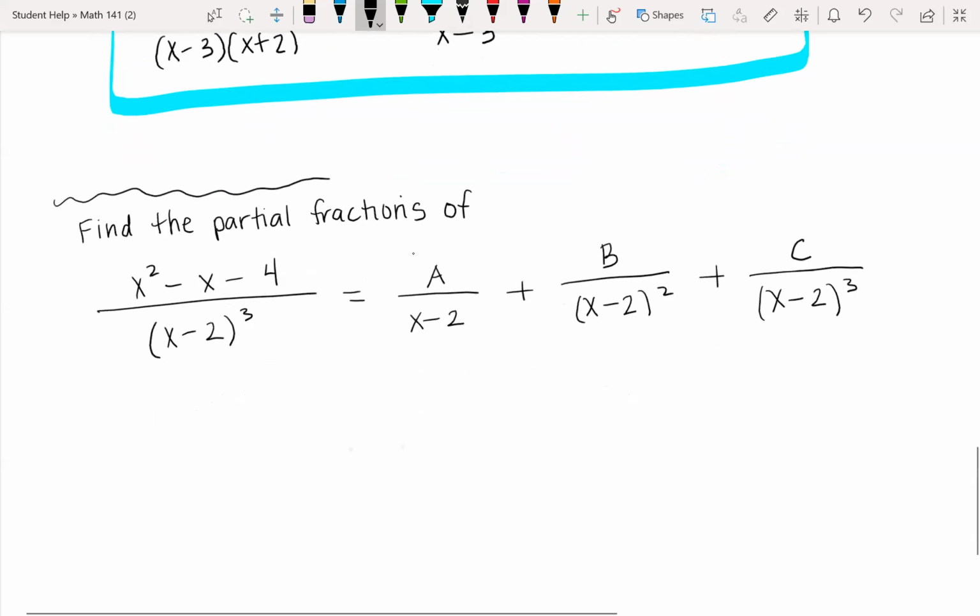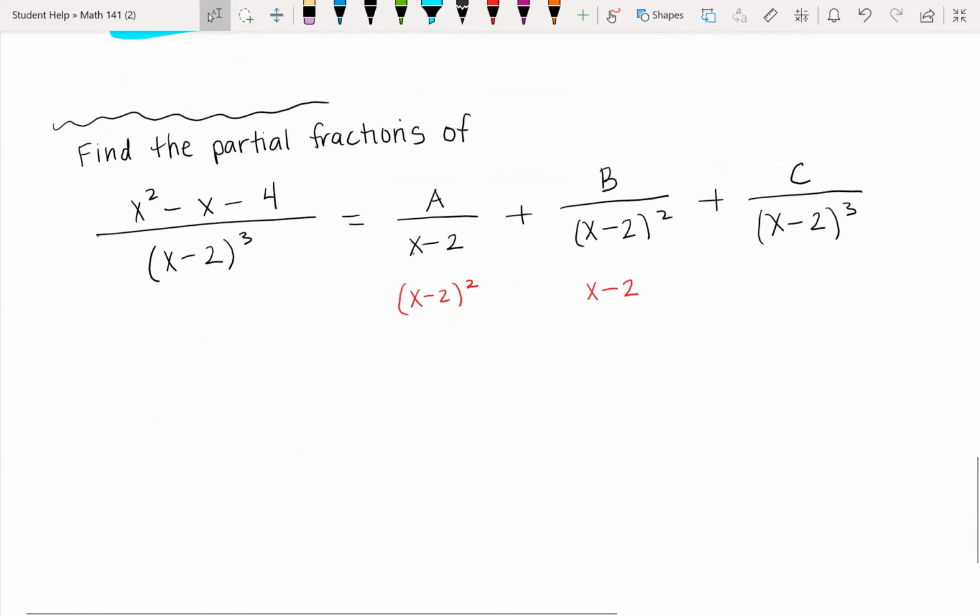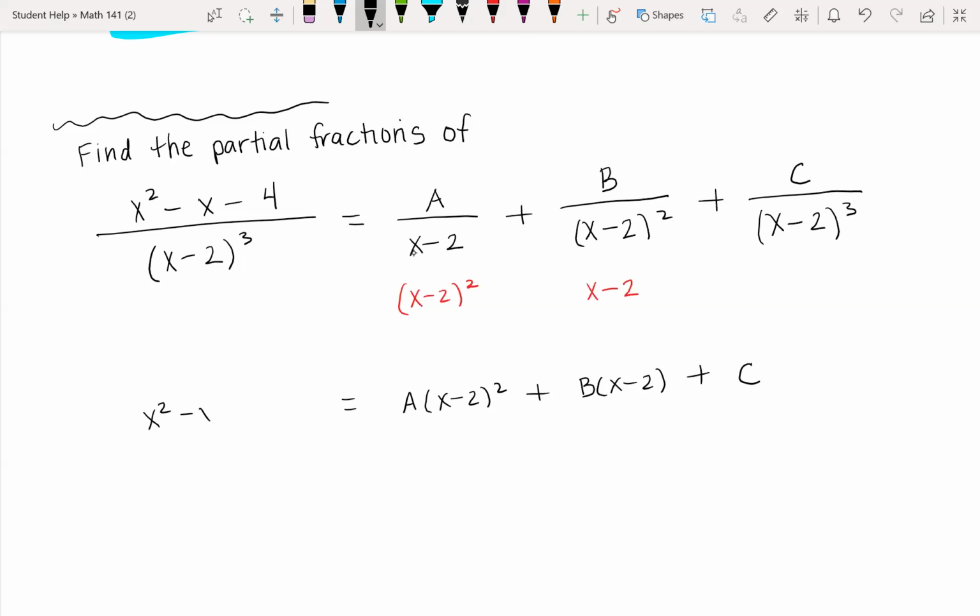Now to get these denominators to be the same, this first fraction is going to be multiplied by x minus 2 squared, right? I need to have each of these to the third power. And the second fraction is going to be multiplied by x minus 2 to the first power. And the third one can stay as it is because it's already to the third power. So I'm going to have A times x minus 2 squared plus B times x minus 2 plus C. And that's going to equal the numerator.